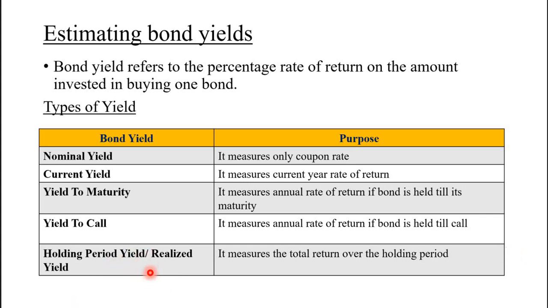So these are the different types of yield we studied under the types of bond. The remaining part we will see in the next class.